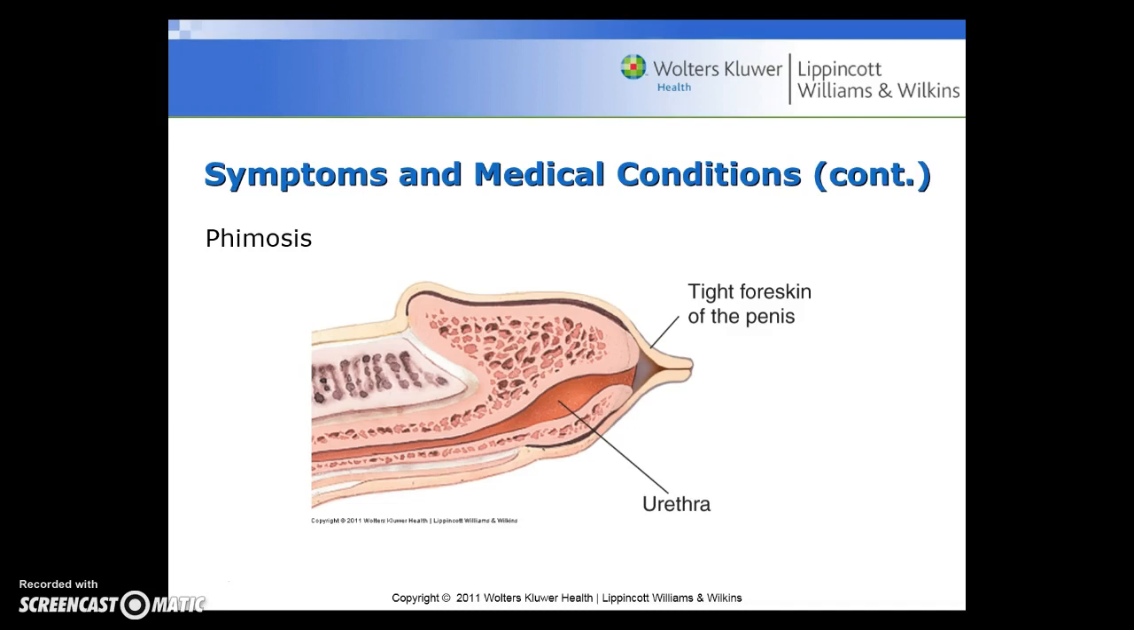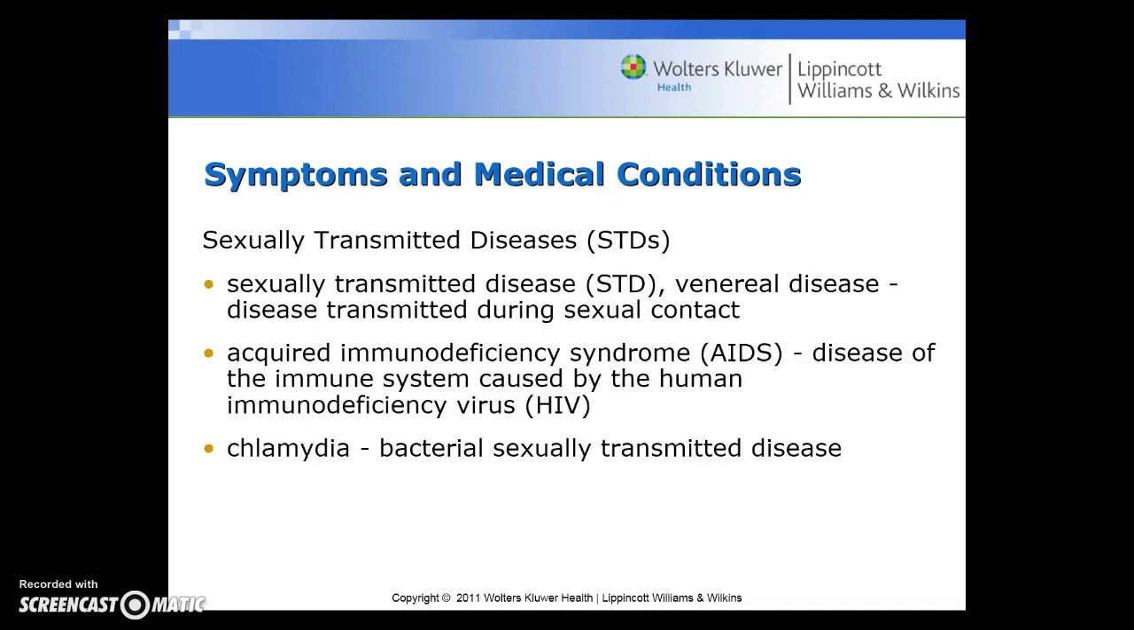Here's phimosis. You can see the tight foreskin of the penis and the urethra. STDs or STIs, more often they're referred to, but sexually transmitted diseases is what STD stands for. That's a meaning like a venereal disease or a disease transmitted during sexual contact. Acquired immunodeficiency syndrome or AIDS is a disease of the immune system caused by the human immunodeficiency virus, HIV.